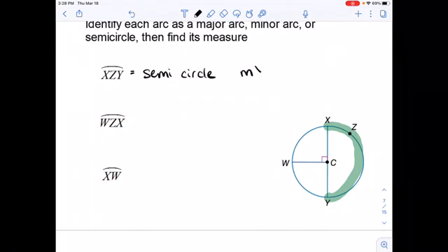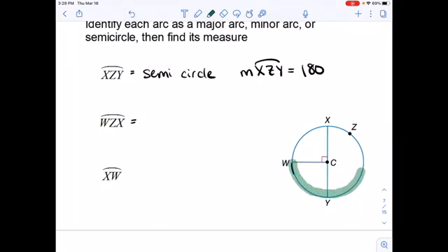And I know semicircles have a measure of 180. Once again, it's not degrees, it's just the measure of the arc. WZX: notice I have to go from W to Z to X without passing over X first, so I have to go this way. This would be a major arc because it's bigger than the semicircle.